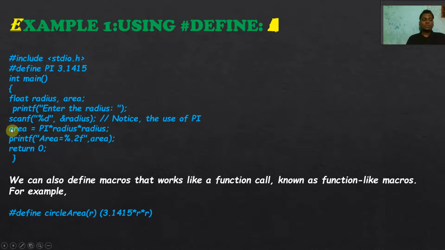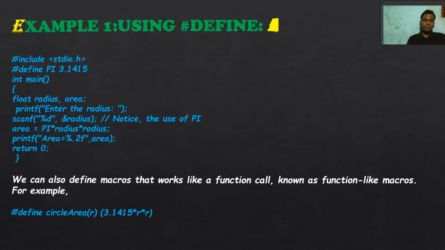So when we use this pi in the area of the circle here, it will take the value 3.1415 and calculate the area. And this is how a define preprocessor works. Sometimes we can use the define preprocessor as a function, like a function call, like here, define circle area r, which is a function, and this is the function's equation, which is 3.1415 into r.